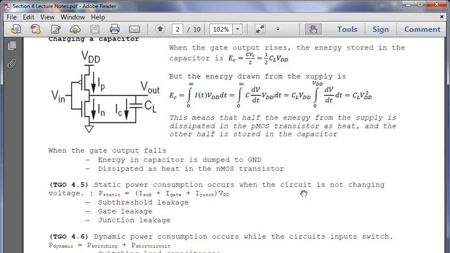All right, so we're going to be learning about two separate types of power, and everything else kind of falls into these two categories. The first category is static power consumption. This occurs when the circuit is not changing voltage. So we have some sort of input spike, and then we have the steady state. During that steady state, that's what's known as static power consumption. And then during that switch, that's known as dynamic power consumption. So we define static power consumption as occurring when the circuit is not changing voltage, and the equation is static power consumption is equal to the subthreshold current plus the gate current.